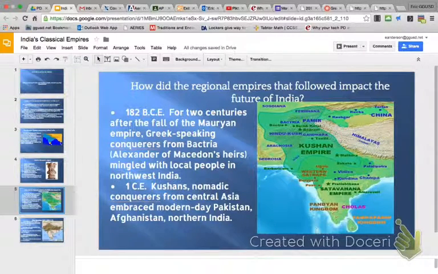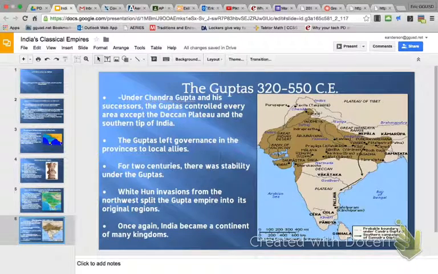So what happens after this is you get another unifying power, and you notice it comes like 100 years after the fall of the Han. In South Asia, you get the Guptas. The Guptas learn from the Kushans and from the Mauryans, and they leave selective provincial governments in power. It's a very stable time for South Asia.